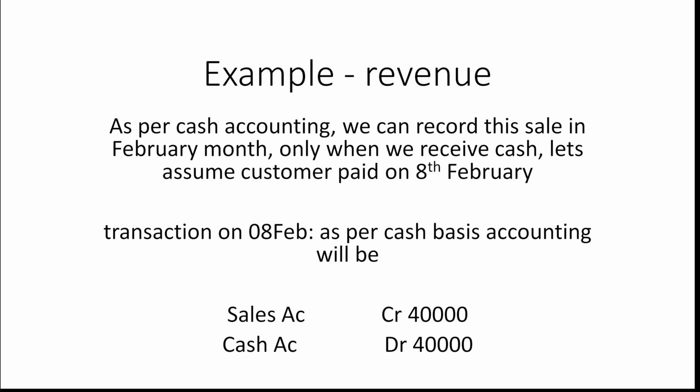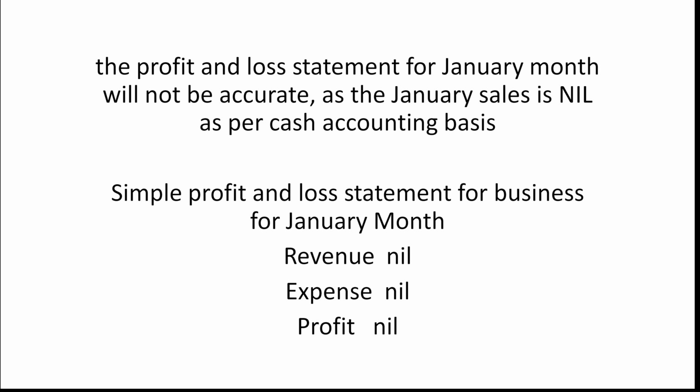Transaction on 8th February as per cash basis accounting will be sales account credited by 40,000, cash account debited by 40,000. Now, if we generate a profit and loss statement for the business for the month of January, this will not be accurate because the sales is nil as per cash accounting basis. A simple profit and loss statement for business for January month: revenue nil, expense nil, profit nil.